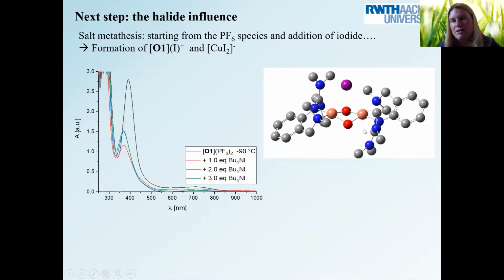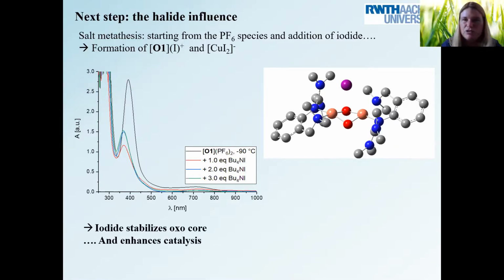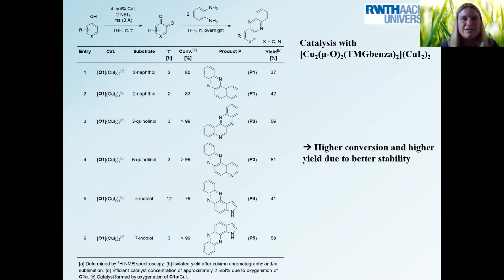So an iodide can indeed survive the whole process of oxo core formation and further reactivity, which means the iodide stabilizes the oxo core, but it also enhances catalysis. In one of these last large tables, we again checked some substrates, for example, 2-naphthol, 3-quinolinol, 6-quinolinol, 5-indolol, 6-indolol, and in the end, we got better yields.